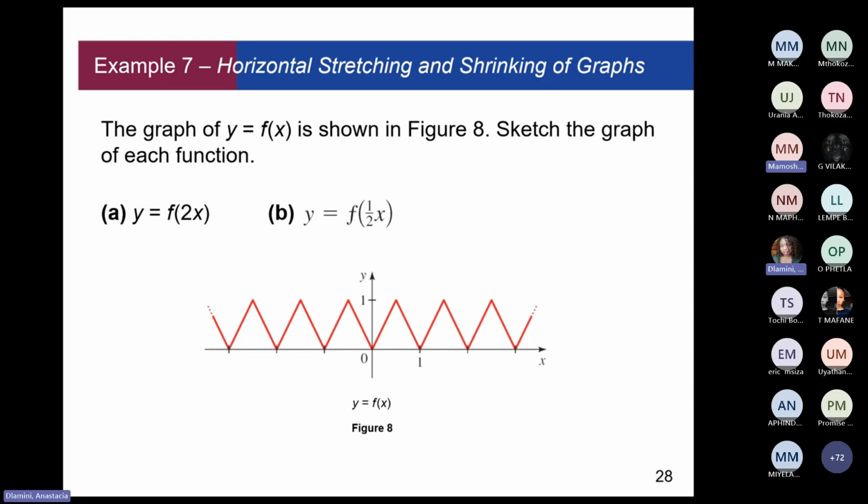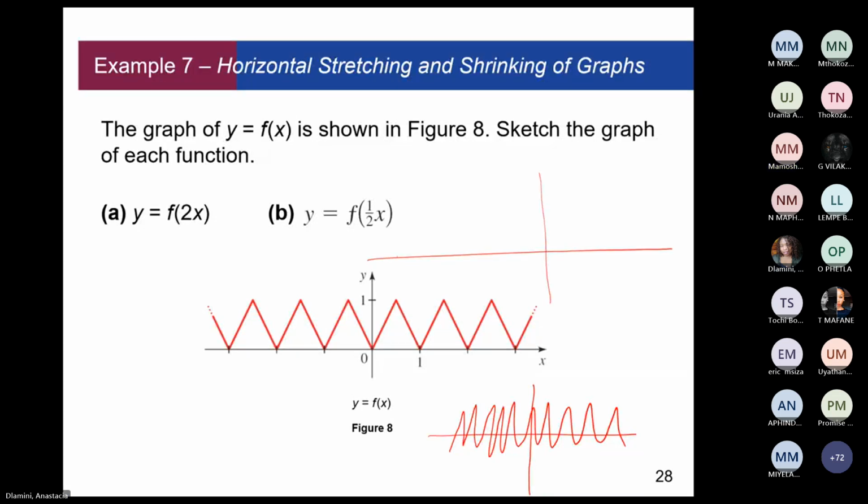It will look more close together, more compressed. So you are saying it will be something like this. And then B will be what? It will be wider, something like this, far apart from each other, ma'am. All righty.